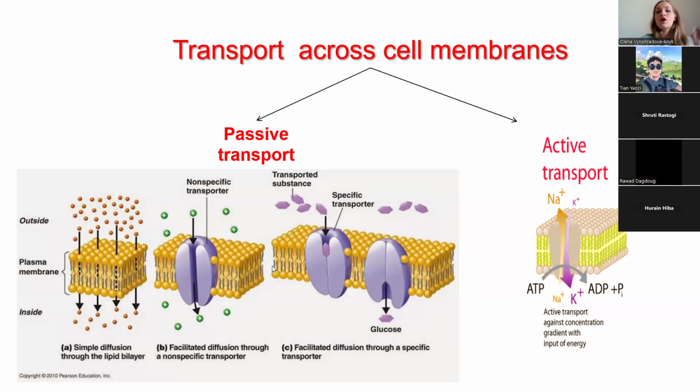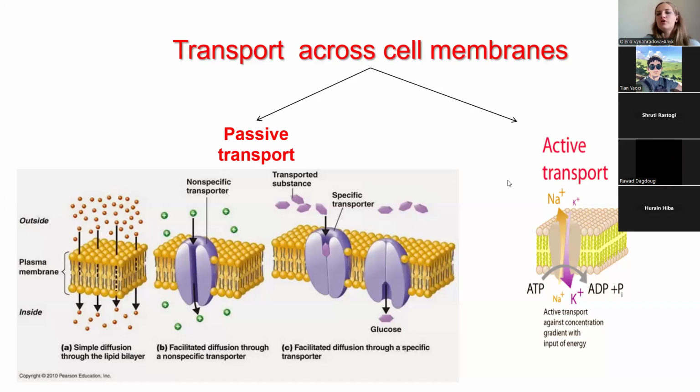You can see here we have a protein channel. Through it, specific or non-specific, some substances can move. But again, we are talking about passive transport, because it moves from the high concentration to the low concentration. And on the right side, you can see active transport. In active transport, we are talking about movement against the concentration gradient.